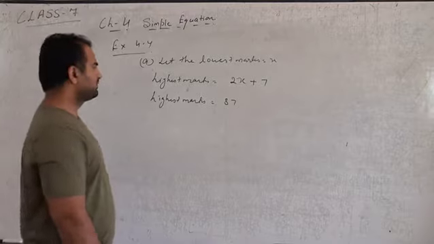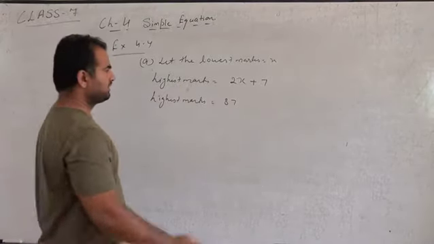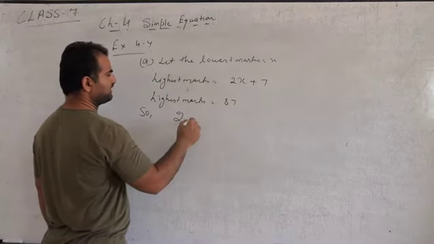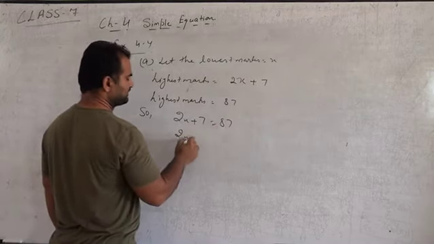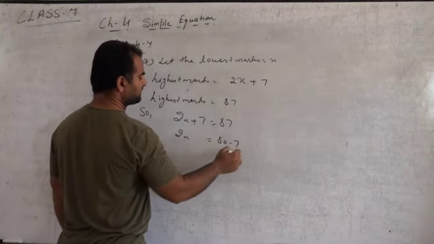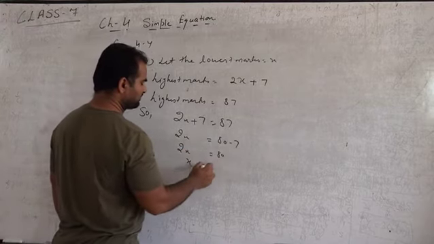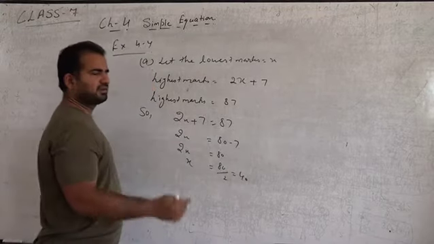Okay, and we also know that highest marks equals 87. So this is also highest marks and this is also highest marks. So we have to equate it. So 2x plus 7 equals 87. So 2x equals 80 minus 7. 2x equals 80 and x equals 80 by 2 equals 40. This is our final answer.